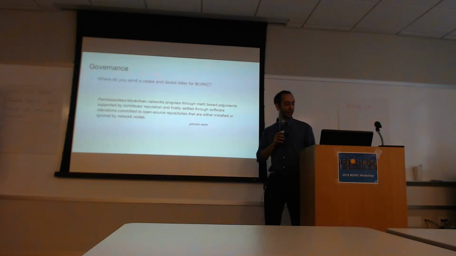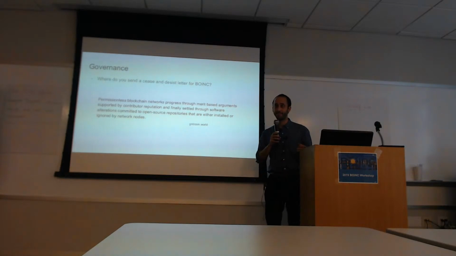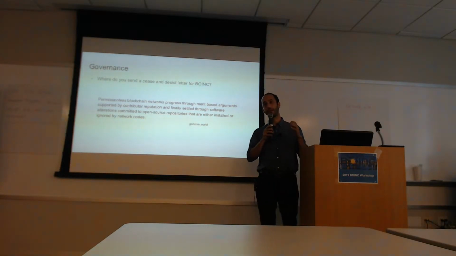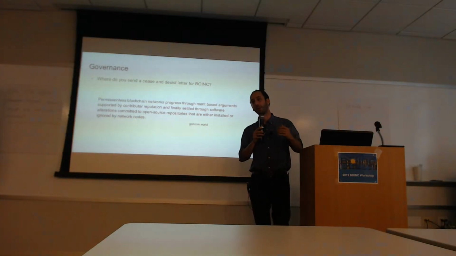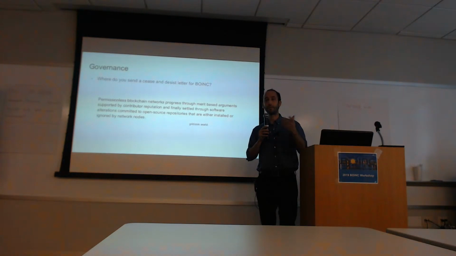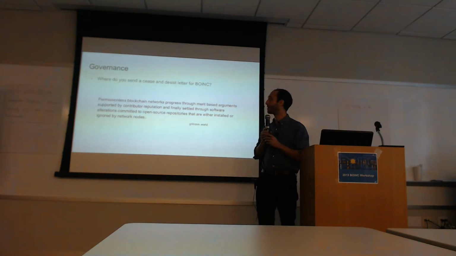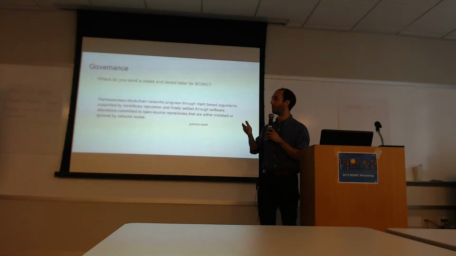Governance, this is a fun one. So where do you send a cease and desist letter for BOINC? You can't. You don't send it to anyone. There's no central control. There's no central authority to this stuff. So if someone sent a cease and desist letter to like Berkeley or something, okay, one of us forks the code and we put it up on a different repo, the software continues. That's kind of really cool.